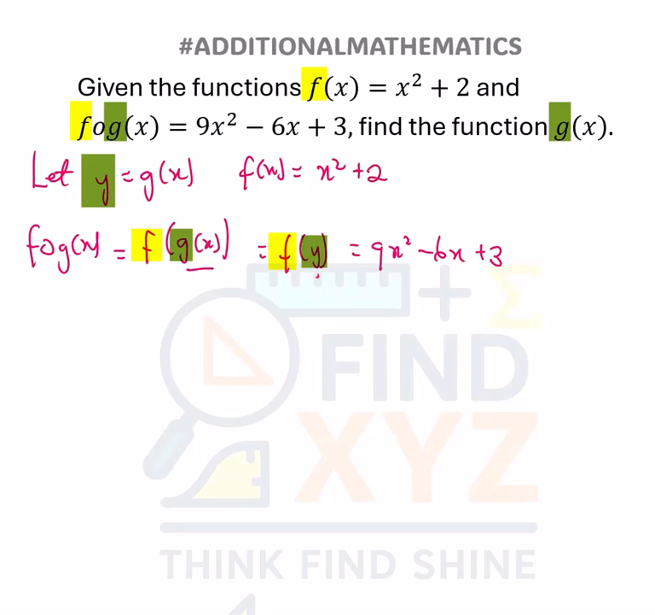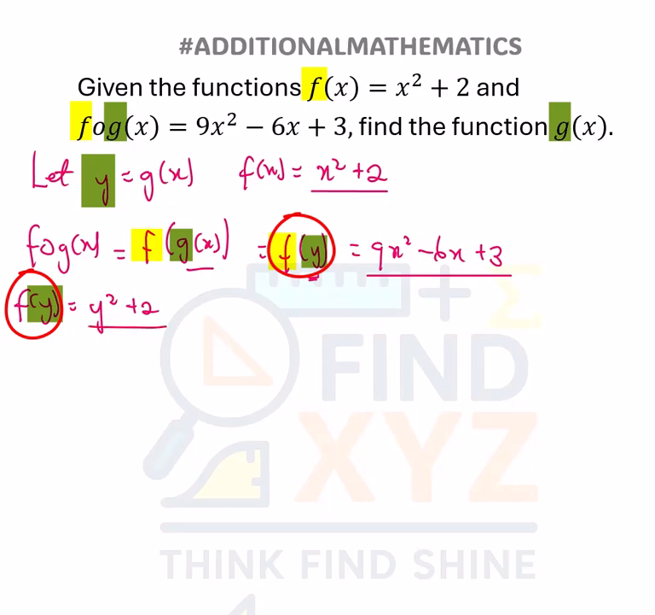What if I decide to substitute y? So I'll have f of y. I have the rule to be x squared plus 2. So what is inside the function? That is y. So I'll do y squared plus 2. Now I have f of y being equal to 9x squared minus 6x plus 3, and I have another f of y being equal to y squared plus 2. They are the same. So I equate the two expressions. So I have y squared plus 2 being equal to 9x squared minus 6x plus 3.